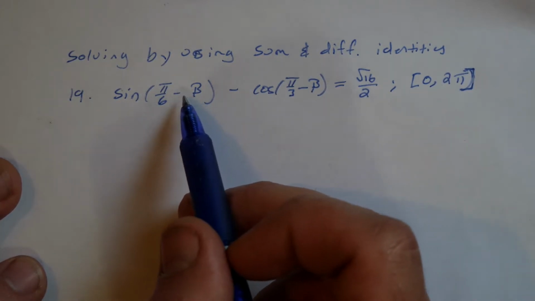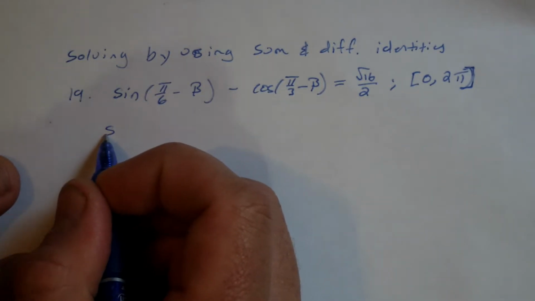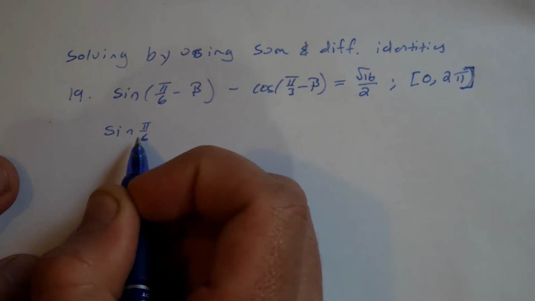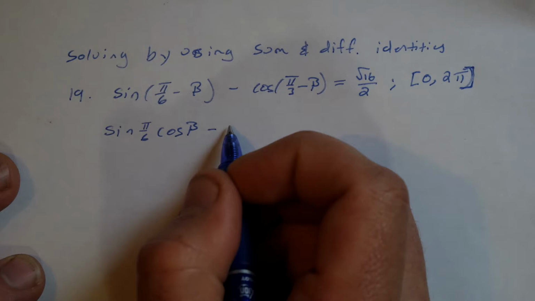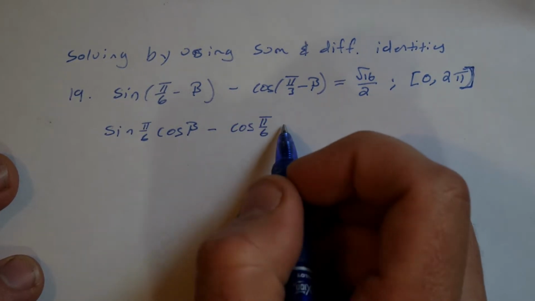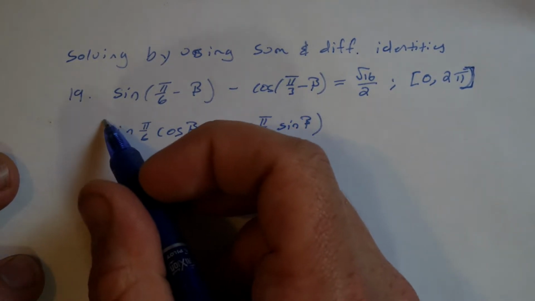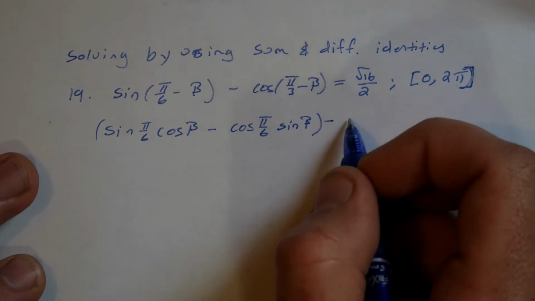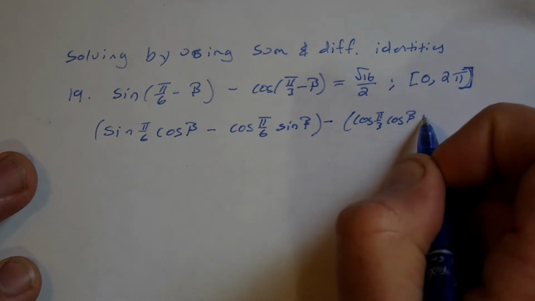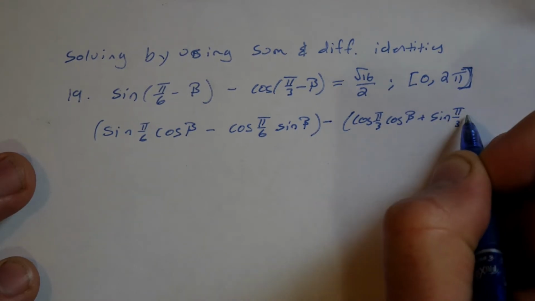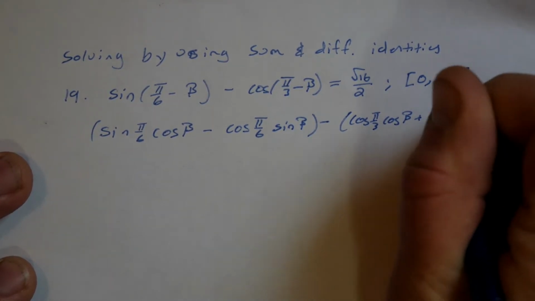Okay? So what you're going to get is sine of pi over 6 cosine of beta minus cosine of pi over 6 sine of beta. That's good news because we know what those are, and we can just evaluate them. And then we're also going to do all of this guy. It's a little messy, but it's not bad, I promise. So we're going to do cosine of pi over 3 cosine of beta plus sine of pi over 3 sine of beta.